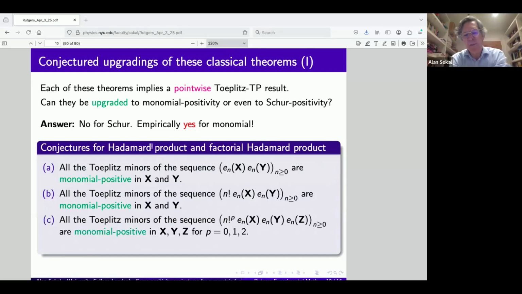And the same seems to be true for more factors. If you have three factors, then you can let the power of n factorial be 0, 1, or 2. And in general, if you have k factors, you can let the power of factorial be any integer from 0 to k minus 1. So that's my first set of conjectures.